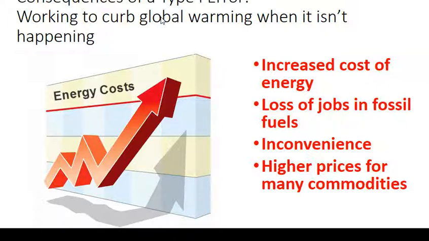So what are some of the consequences there? Well, you can spend more on your energy bill because you're going to have to find different ways to conserve, maybe use cleaner fuels, less dependence on coal, etc. There could be a loss of jobs in the fossil fuels sector. Could be inconvenient, and prices might go up for petroleum-based products. All right, so those are things to be concerned about in terms of a type 1 error.